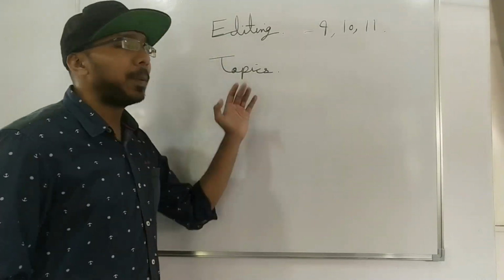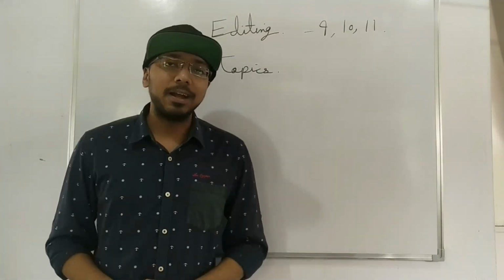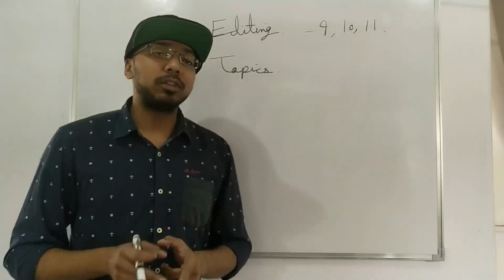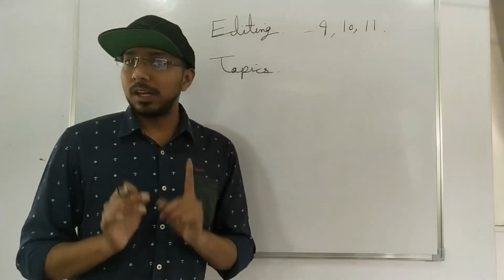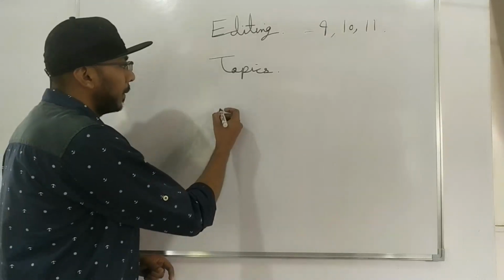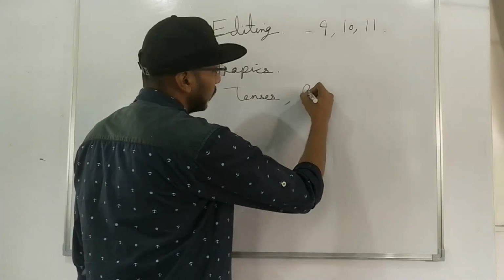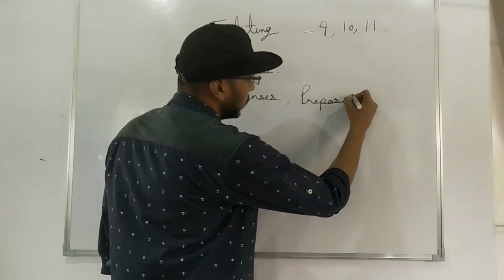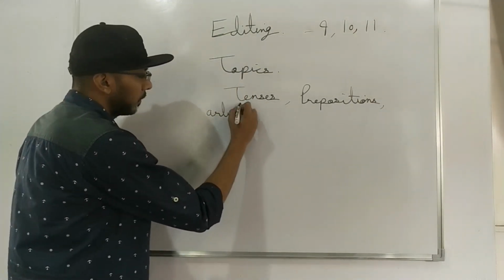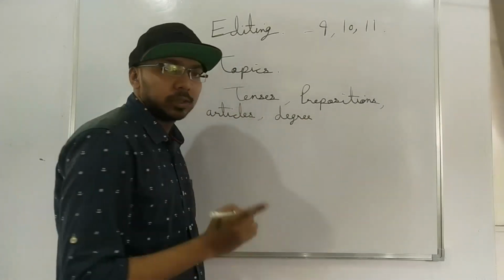Now there are certain grammar topics which are necessary for you to learn or understand if you want to solve editing properly. First I am going to give you a list of these topics. These topics are very important for you to understand if you want to solve editing correctly. So these topics are tenses, prepositions, articles, degrees of comparison. This is also a very important topic.